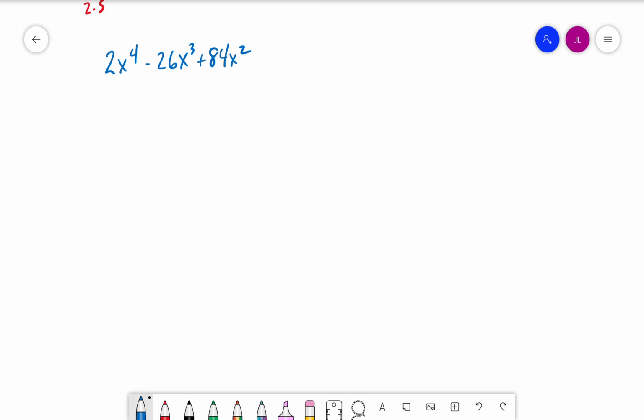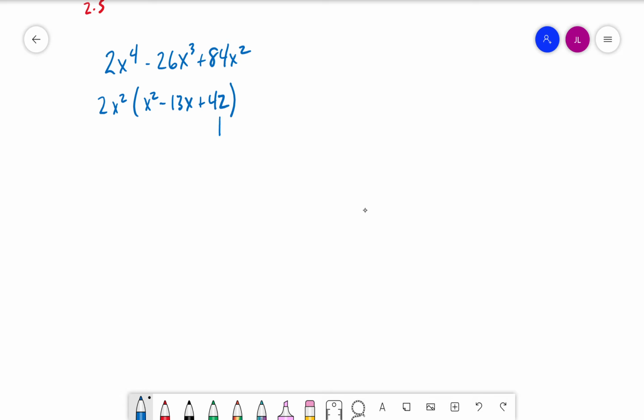We can factor out a 2x squared. So we have 2x squared times x squared minus 13x plus 42. Okay, so we factored 2x squared out. And now if we look at this, we have a polynomial we can work with a little better.